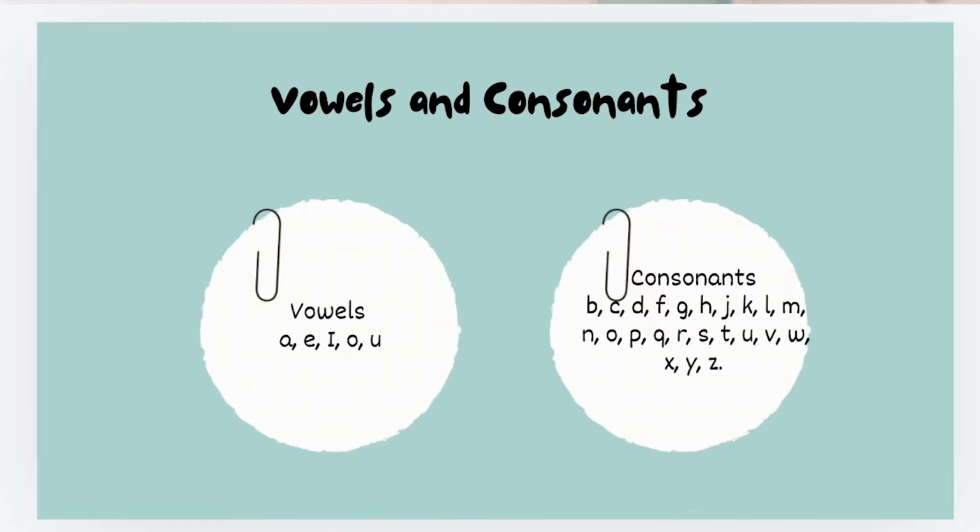It's important to note that the vowels in English are A, E, I, O, and U. All other letters are consonants. The use of the indefinite articles a and an depends on the initial sound of a word. If the initial sound is a consonant sound, we use a. If the initial sound is a vowel sound, we use an.